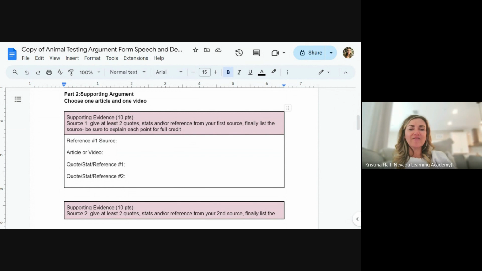So for your supporting evidence, choose 2 sources. They need to be different. So reference 1 and reference 2 sources need to be different. They cannot be the same source.